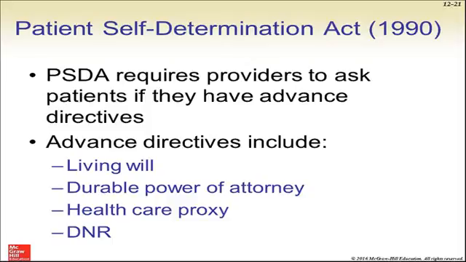A do not resuscitate order, or a DNR. That's when admitted to a hospital, most patients are allowed to state whether they want to be revived if their heart stops. So all of those are different types of advanced directives, and the patients have those rights based on that Patient Self-Determination Act of 1990.